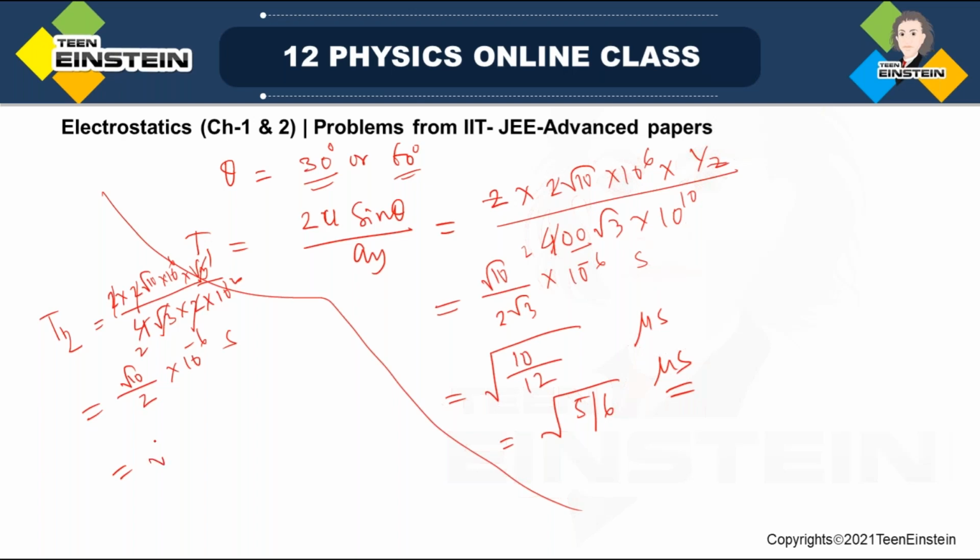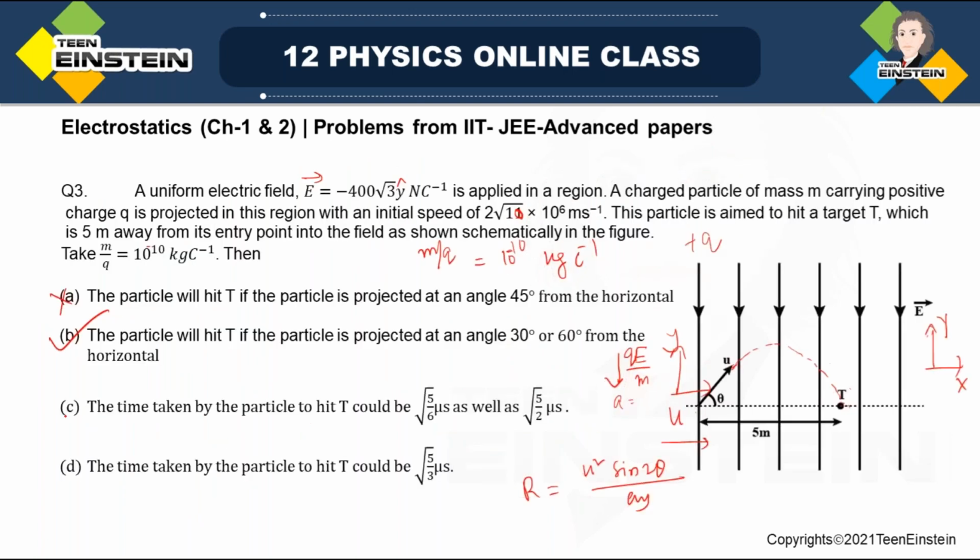So I can just bring both of them into the root. So this is 4, so 5 by 2. So the square root of this is microsecond. So 5 by 2 square root microsecond. So the third option, C, is correct. Then obviously this is not correct. So this is how we have solved this problem. These are actually from the JEE Advanced paper.